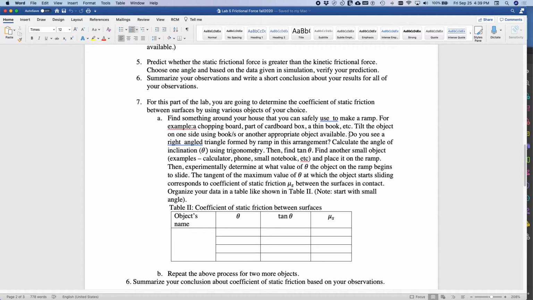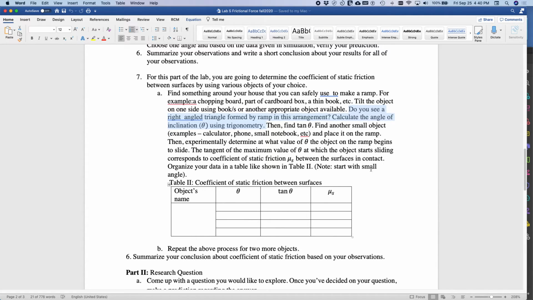Do you see the right angle triangle formed by the ramp in this arrangement? Calculate the angle of inclination theta using trigonometry. So we need tan theta here. They should be able to calculate theta when they have a ramp that forms a right angle triangle, after measuring the dimensions of the triangle. Now then, find tan theta, find another small object, for example this, and place it on the ramp.